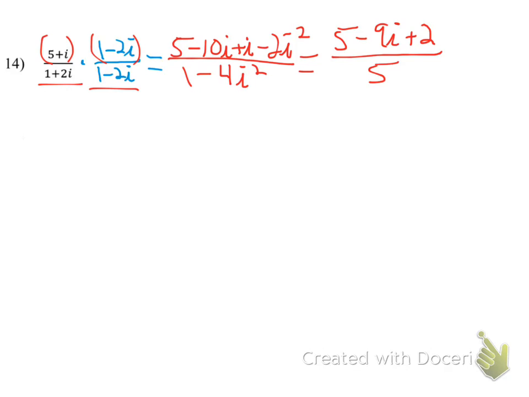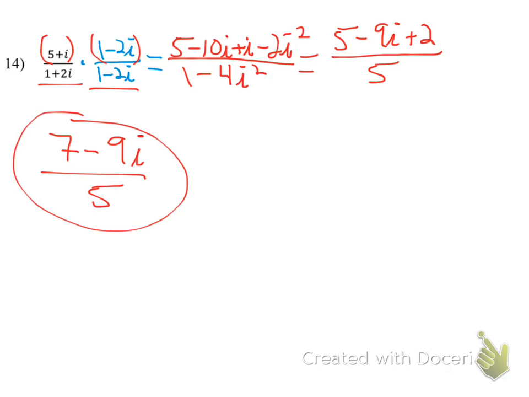So I'm going to write this down here. 5 plus 2 gives us 7 minus 9i all over 5. And this is the same as our original problem. Just looks different. Again, kind of like a dollar bill to 4 quarters. They obviously don't look the same, but they are worth the same.